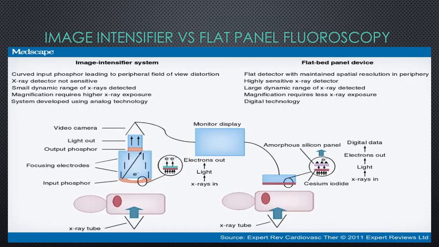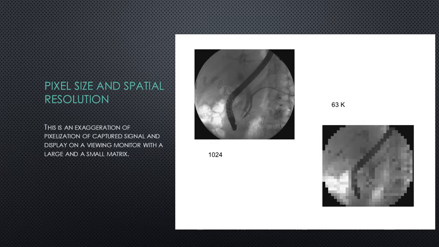The biggest difference between flat panel and image intensified fluoroscopy is the increase in contrast resolution. The spatial resolution is still limited by the pixel size of the display monitor during the dynamic imaging. The spot images themselves have higher contrast resolution, and the flat panel designs require less radiation and they're more sensitive to X-rays, meaning that the dynamic range of the number of photons detected is greater in the flat panel design.